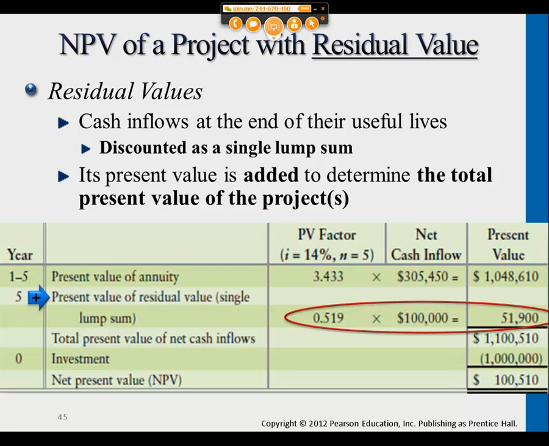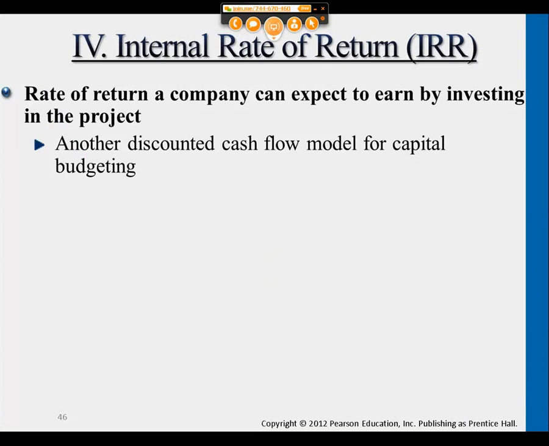But that's not it. We also said that there is another model, and it's called internal rate of return. So we'll start right now talking about the new model. All right, we just talked about net present value. Right now we have a new concept. It's internal rate of return. So what is internal rate of return?